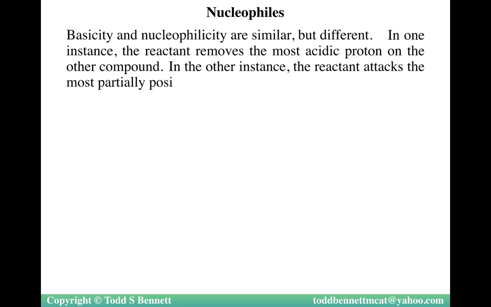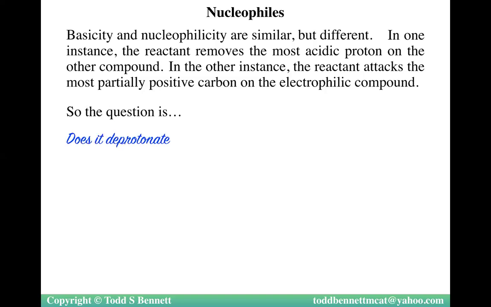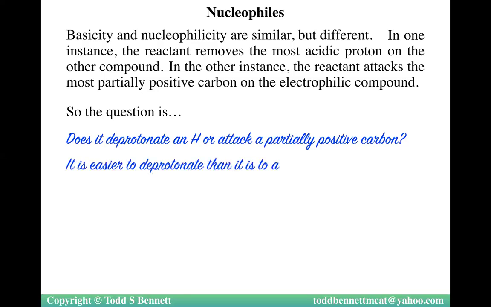So we always have to consider what's going on. If it's too basic, again, it's going to remove an acidic proton, and that would make it a base. If it's not able to pull the proton off, the H plus, then it can attack a carbon with a delta plus. So we can look at it this way: if I'm going to decide whether it's going to deprotonate an H or attack a partially positive carbon, I need to decide how strong it is.